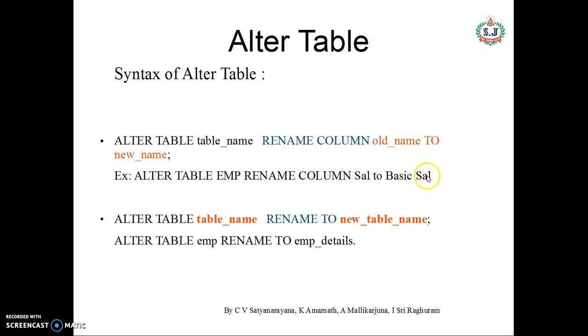So let us say you are given a column name as salary and you want to now rename it as basic_sal. To convert it to basic_sal, you have to use this syntax called rename column. Whatever you would like to rename, you need to specify that. So now I am saying alter table name rename column sal, the old column name, to basic_sal, the new column name. And the same with the last one, rename table.